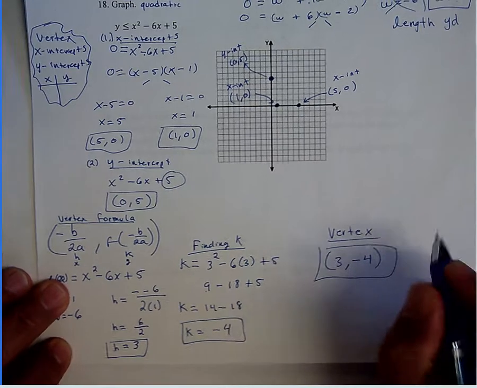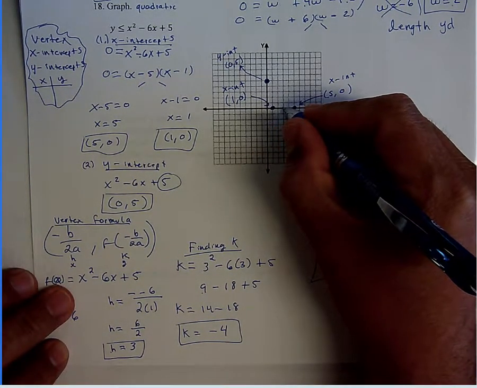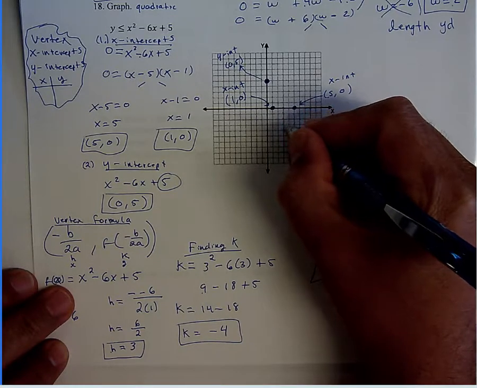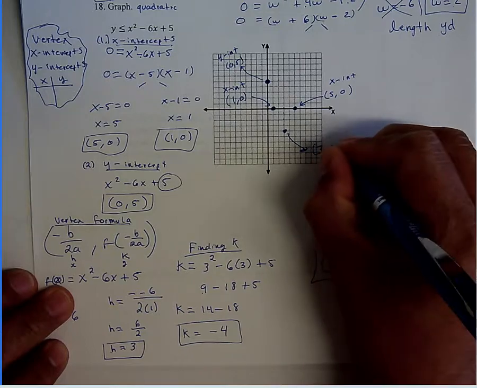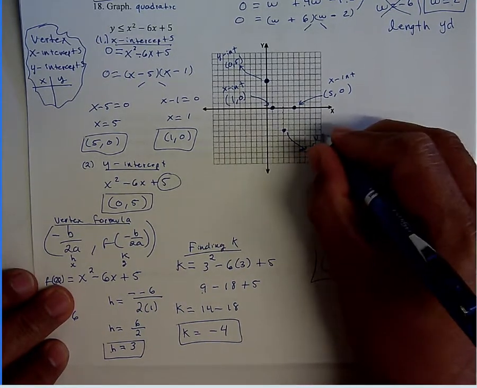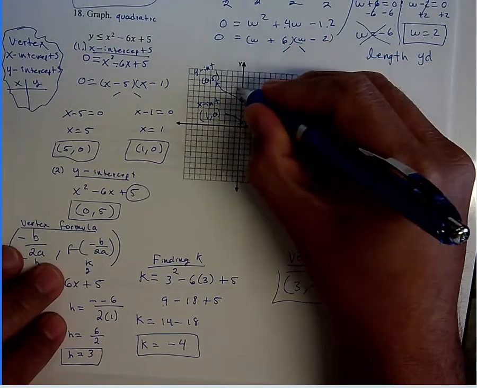So let's find that point. Positive 3, negative 4. 1, 2, 3, 4. Right there. So this is 3, negative 4. This is the vertex. And we have all the points that we need now.